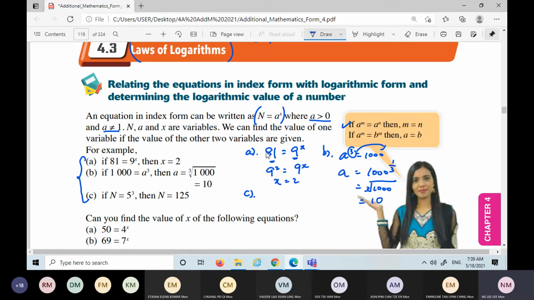How about C? Just now, in part A we let x be the variable that we are going to find. Part B we let a be the variable we are going to find. So part C we let n be the variable we are going to find. Part C, they give an example of this. This is very simple. Just find 5 to power 3, 5 times 5 times 5, so it's 125. If this is in index form and two variables are given, there is no problem for you to get the third variable.